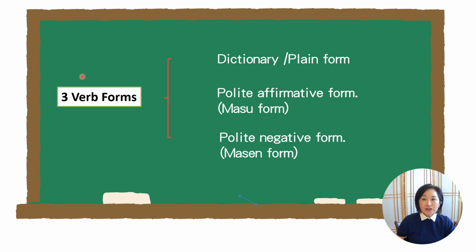We'll study 3 verb forms today. The first one is dictionary or plain form. This is the form you find in dictionary entries, which is why it's called a dictionary form. Both dictionary and plain mean the same thing. Different textbooks might use one term or the other, but in this lesson, I'll use both terms interchangeably.